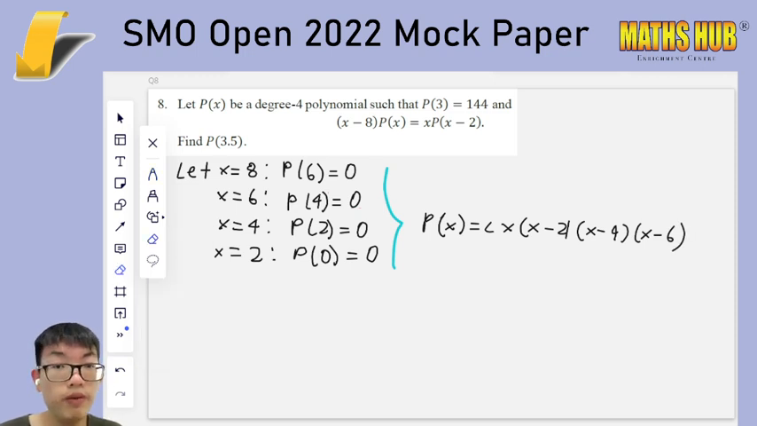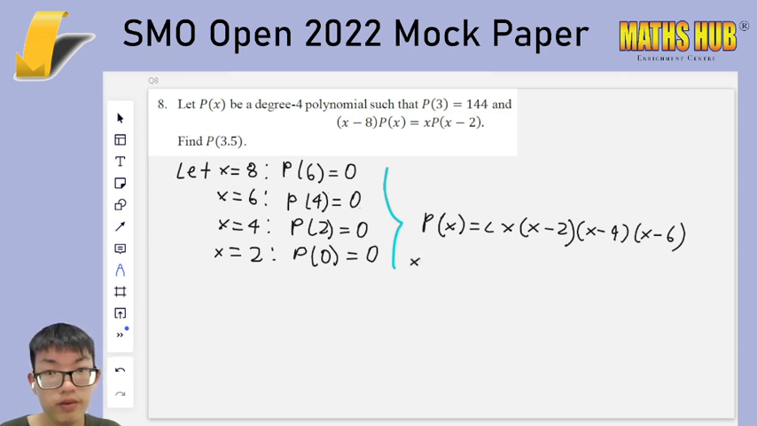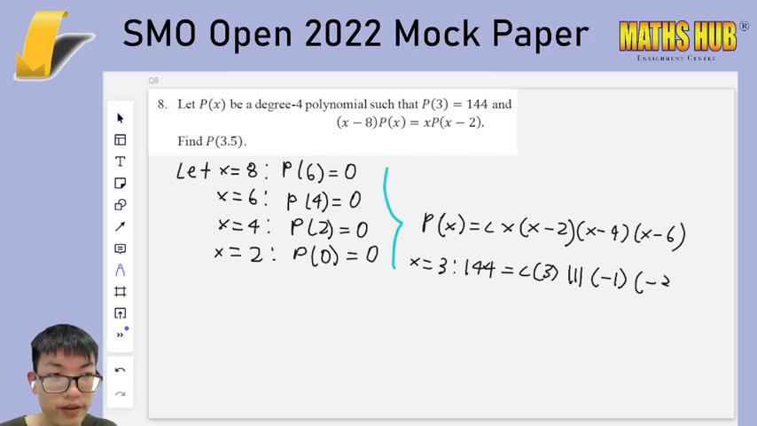What multiple? Well, that's why they give you one value, P of 3. And that P of 3 is actually otherwise irrelevant, but here it would give you the value of c through the substitution. So 144 equals c times 3, 1, -1, and -3. And that gives us c is equal to 16.